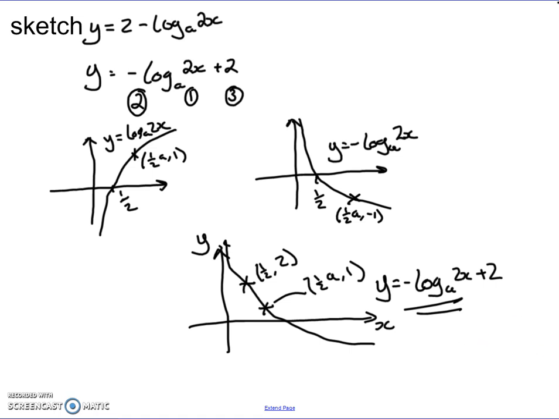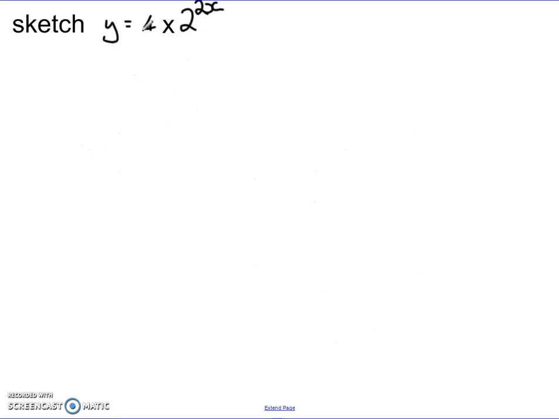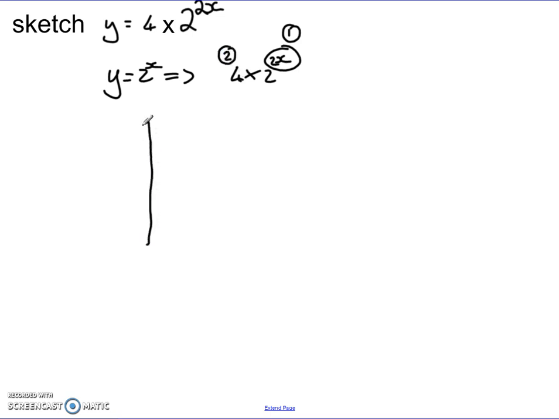So let's do one example of those. So imagine I've got y equals 4 times 2 to the power of 2x, and I want to sketch that kind of curve there. Well, that's taking the curve y equals 2 to the x and then transforming it. So it's 4 times 2 to the 2x. The first thing that happens is this is affected. So it's happening to the x first. So there's your first transformation. Your second transformation is then this bad boy right here. So our first curve that we're going to sketch is 2 to the power of 2x.